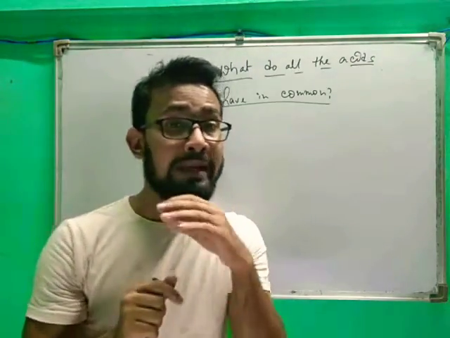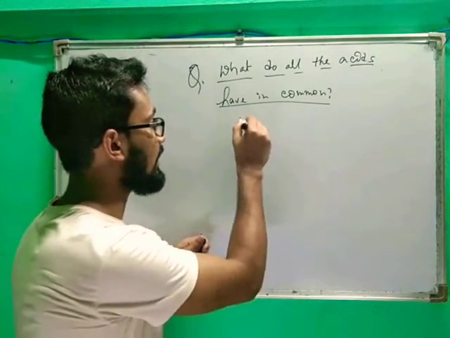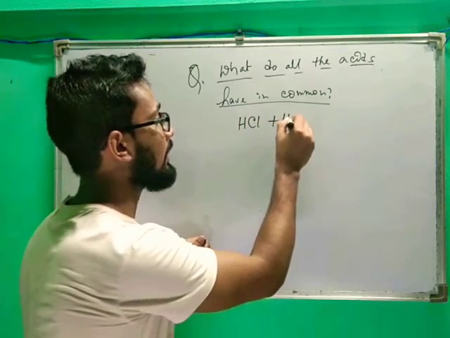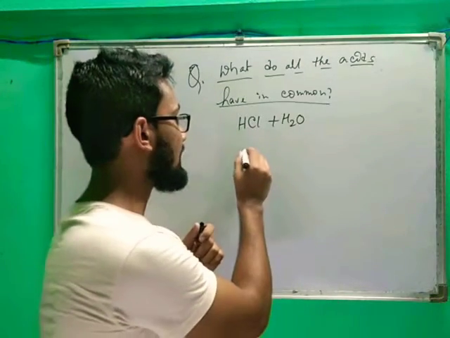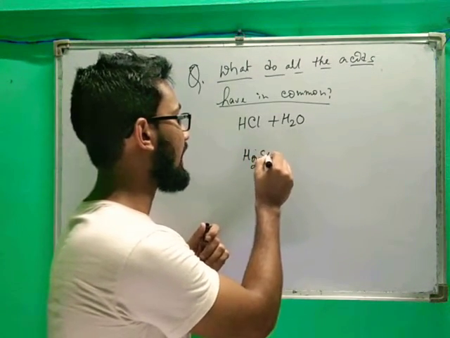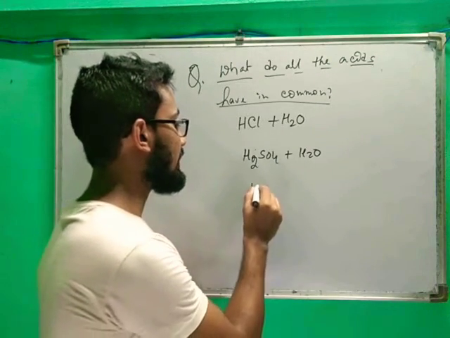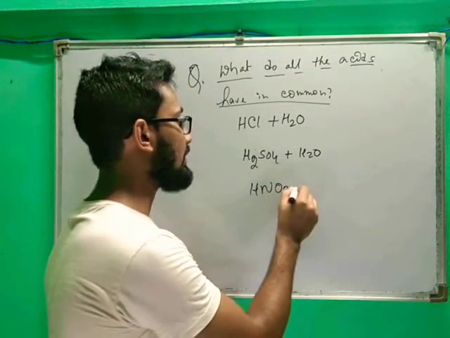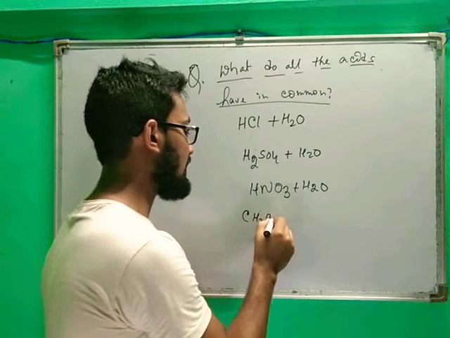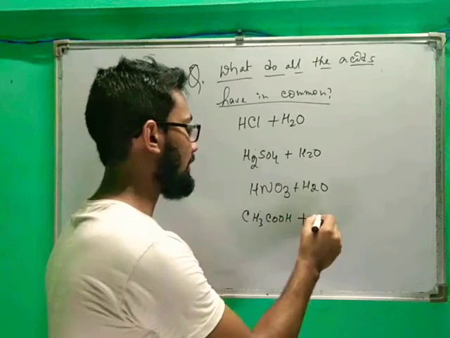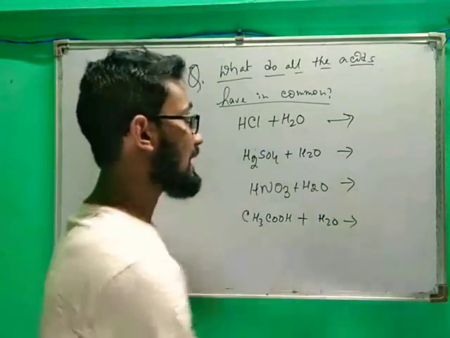Now what happens if we dissolve any acid in water? For example, I am taking different types of acid and mixing them with water to make their solutions: HCl, H2SO4, HNO3, and CH3COOH, acetic acid. I have taken four different kinds of acid and I am making their solutions.